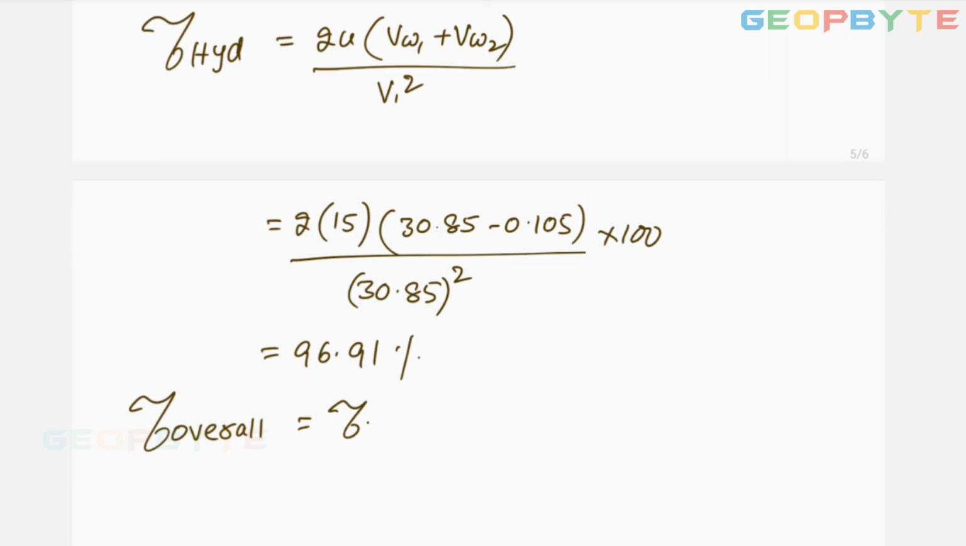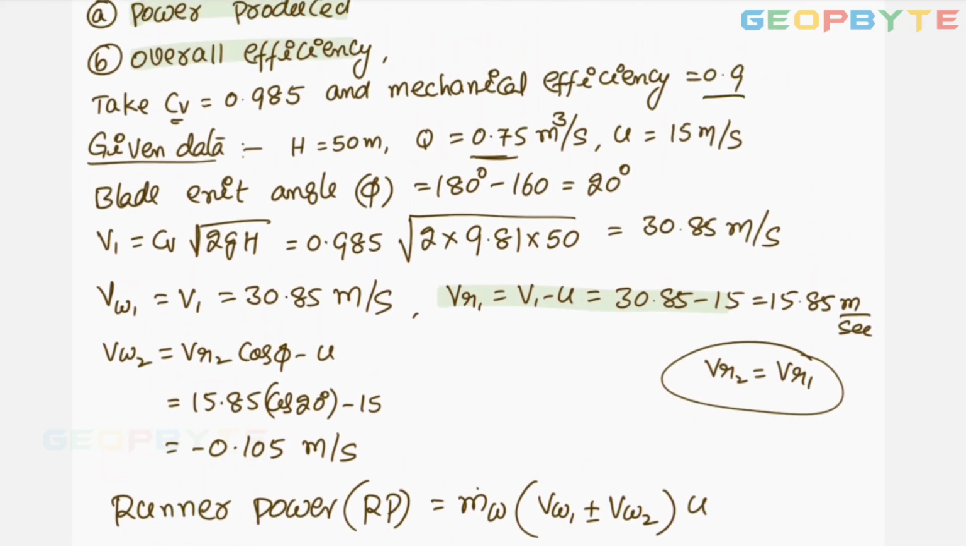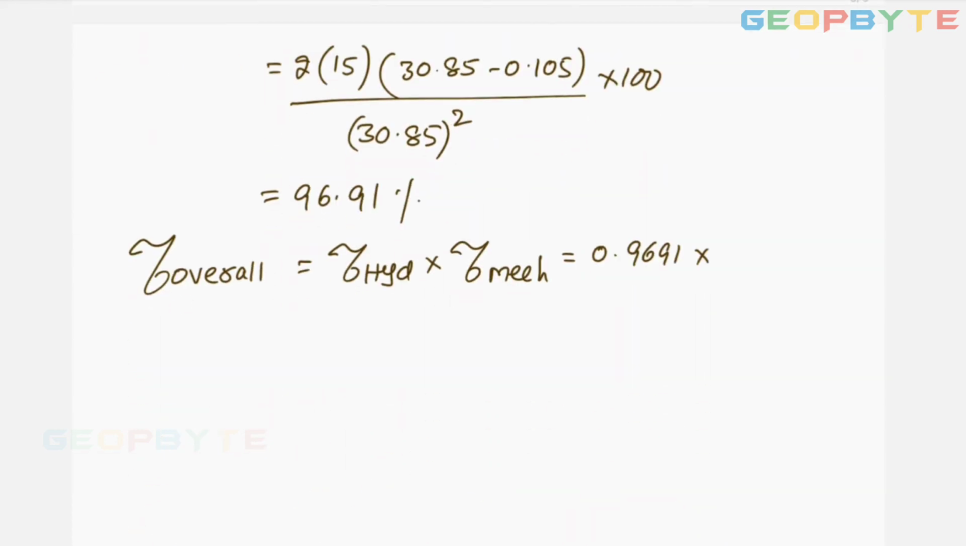Then overall efficiency. Overall efficiency equal to the product of hydraulic efficiency and mechanical efficiency. Hydraulic efficiency 0.9691. Mechanical efficiency is given, 0.9, multiply with 0.9691. The answer, into 100, I got 87.22%.